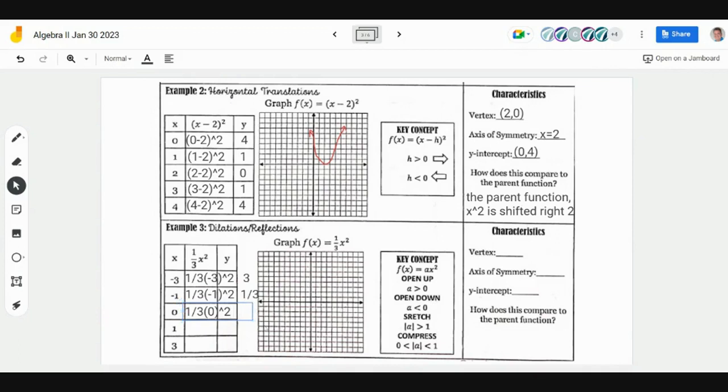It doesn't matter, it's still going to be 0. 0 times anything is going to be 0. How do I close it? I don't see how you close this thing. 1/3 times 1 squared. Again, it's just 1/3 like we had above.